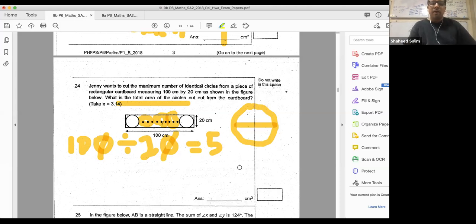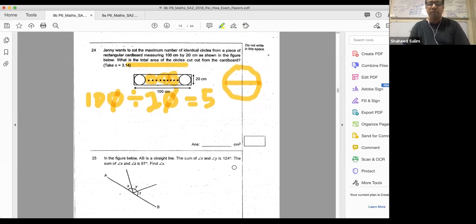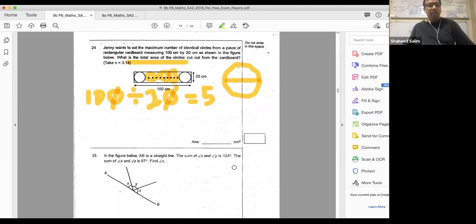Cannot. Easy, right? Okay. I will show the next question. Okay, your try. Zahira and Rahana, you do 24. Those who have completed 24.